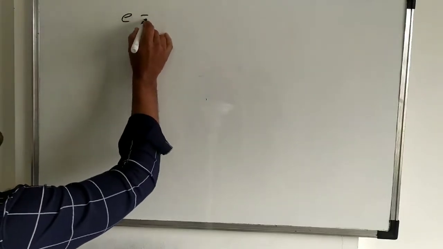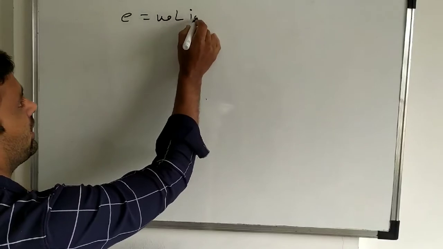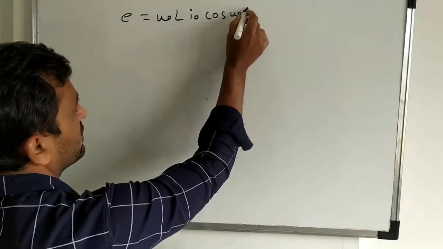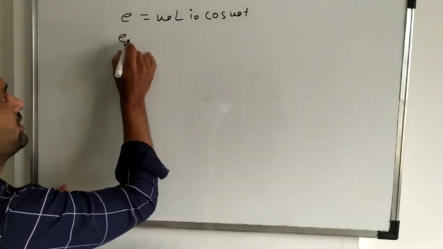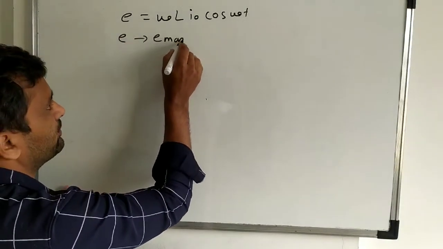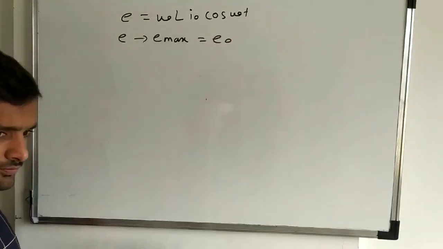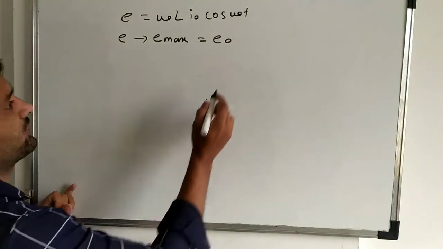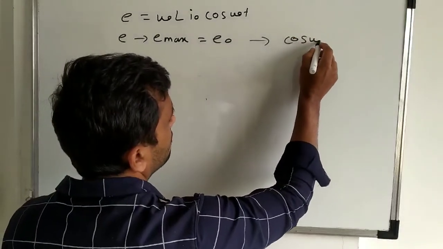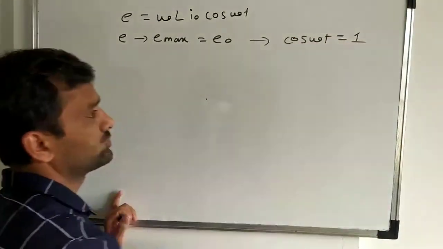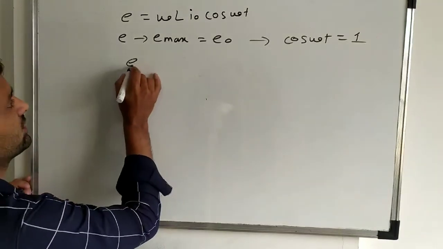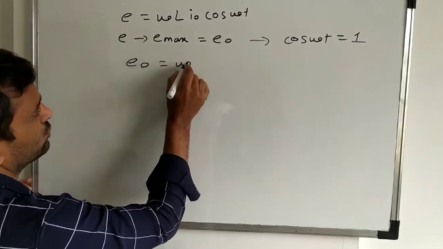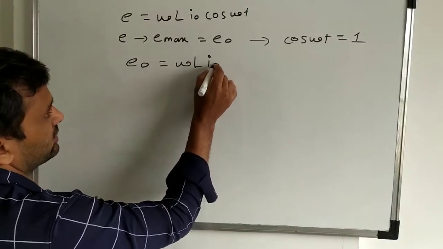If you see the equation of E, the equation of E was omega L I naught cos omega t. When E becomes E max, or we can call it the peak value of EMF, E naught, the cos theta must be equal to 1. When cos theta is 1, then E becomes E max. Then the equation for E max becomes omega L I naught.